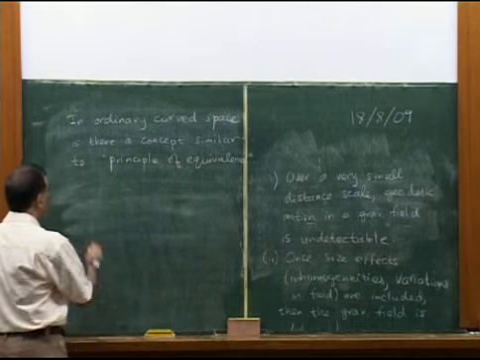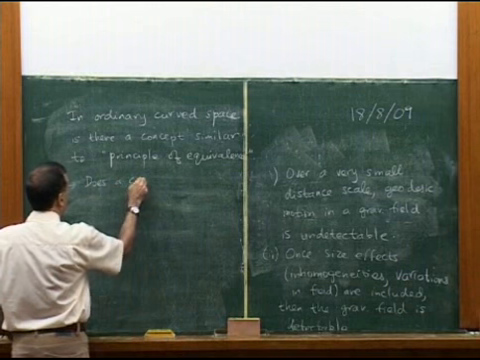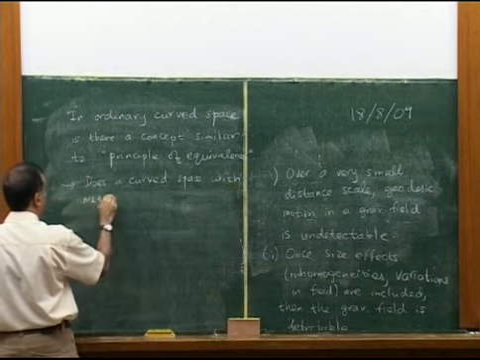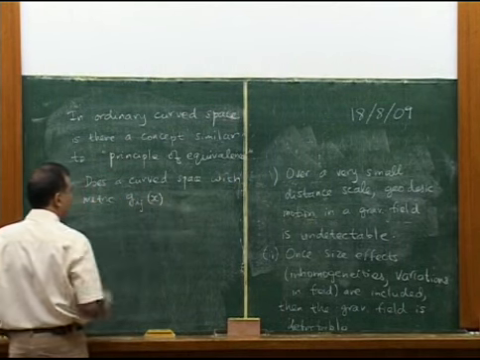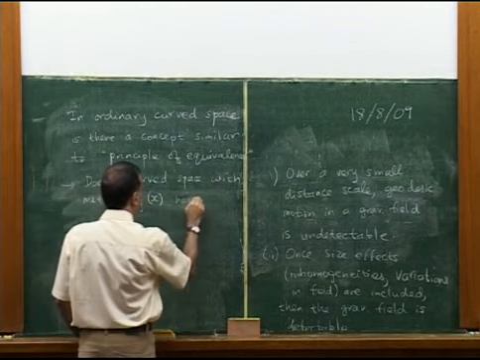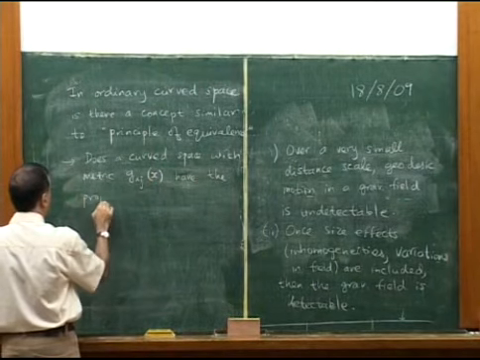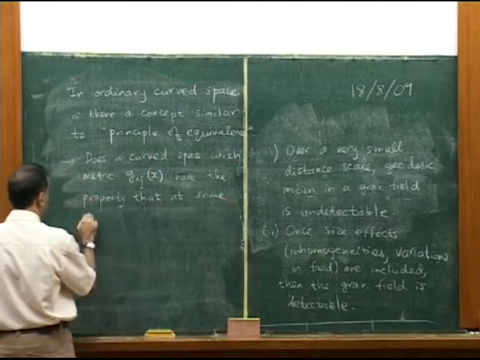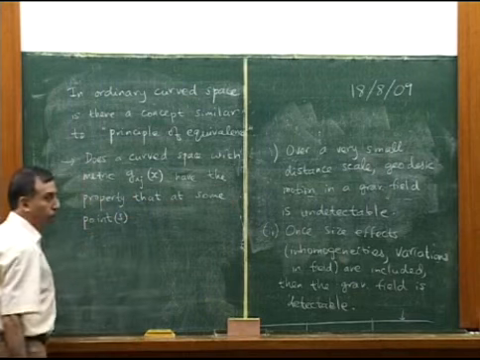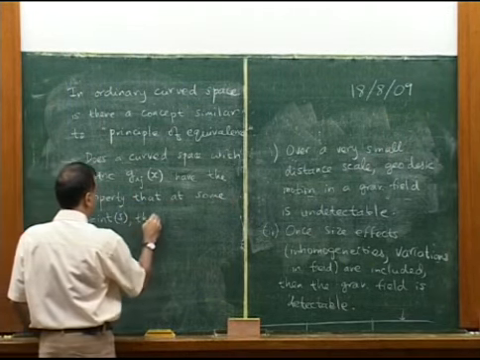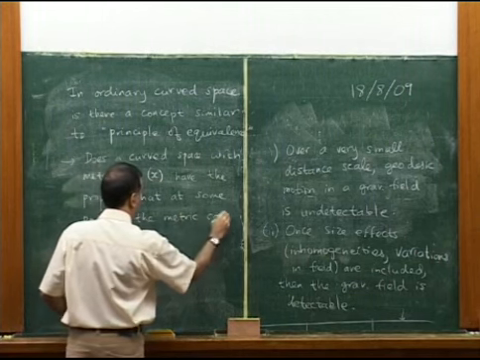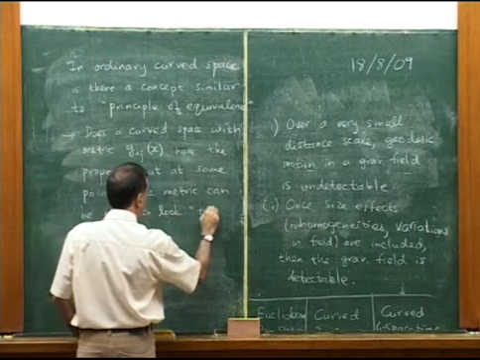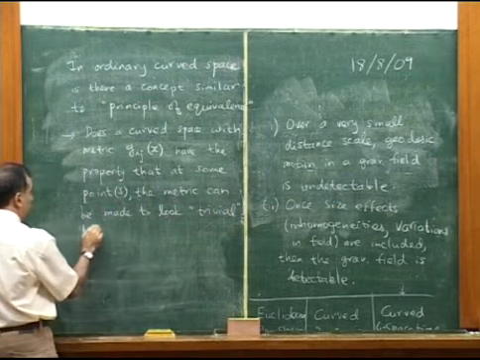Okay, so let me state the question more precisely. Does a curved space with metric g_ij of x have the property that at some point or points or regions, we'll find out, the metric can be made to look trivial by a choice of coordinates?